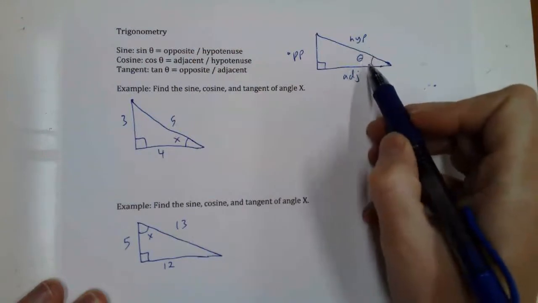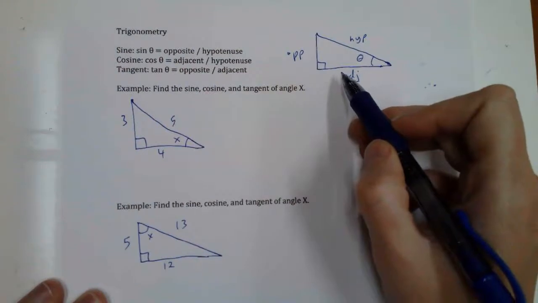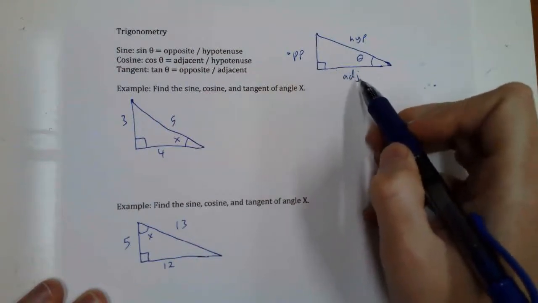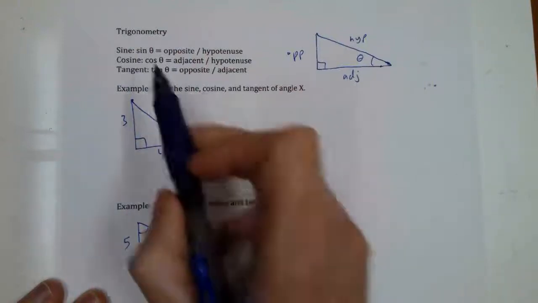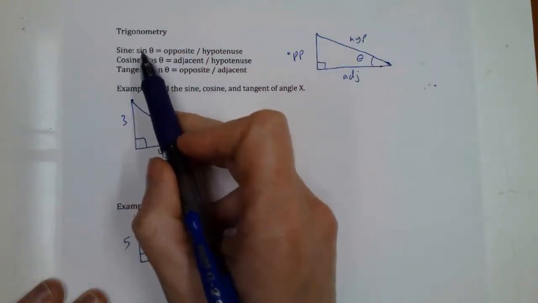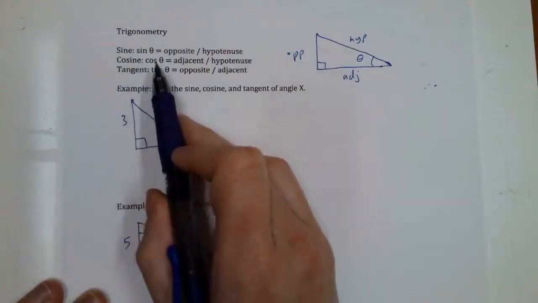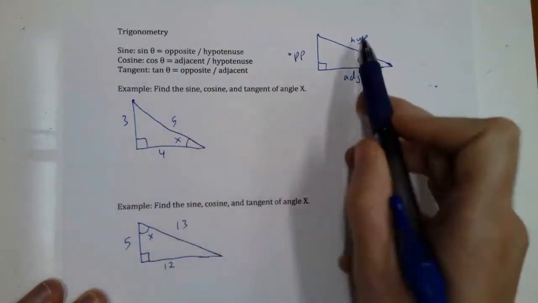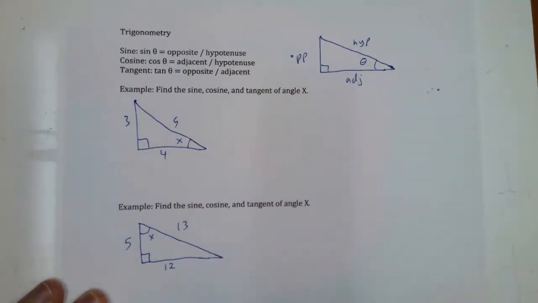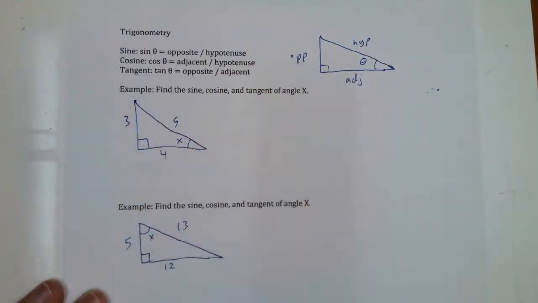So we've got our hypotenuse. The side across from the angle we call the opposite. And this other side we call adjacent because it does connect to our theta angle. So the sine, which we write as sin, is the opposite over the hypotenuse. The cosine, which we write as cos, is the adjacent over the hypotenuse. And finally the tangent, which we write as tan, is the opposite over the adjacent.